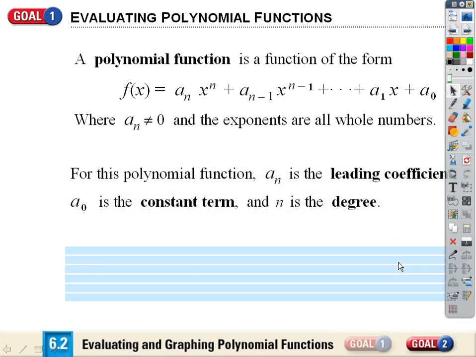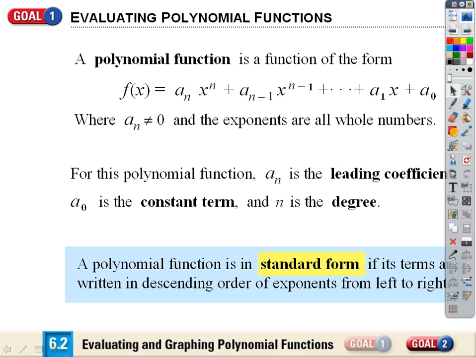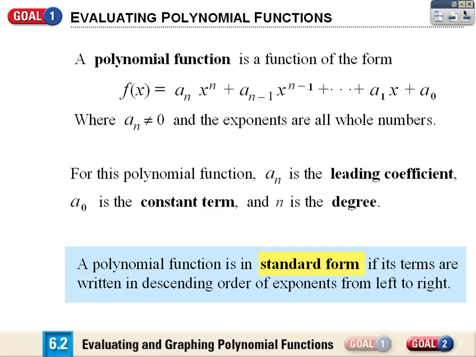Now we've seen some of these already. Oh, by the way, one other thing too. A polynomial is in standard form if we write it in decreasing, or descending, order of power. So the biggest power of x first, next biggest power of x second, etc., all the way down. Okay, we've seen some of these before.